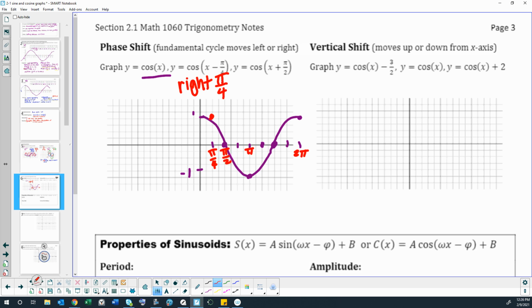Carefully enough. So that point that's normally at 0, 1, I'm moving it to pi fourths, 1. And the point that's normally at pi halves, 0, I'm moving that one over. And the point here, I'm moving it over pi fourths. I'm moving this one over pi fourths. I'm moving this one over pi fourths. And it just keeps the same exact shape of our graph, but moves the whole thing to the right pi fourths.